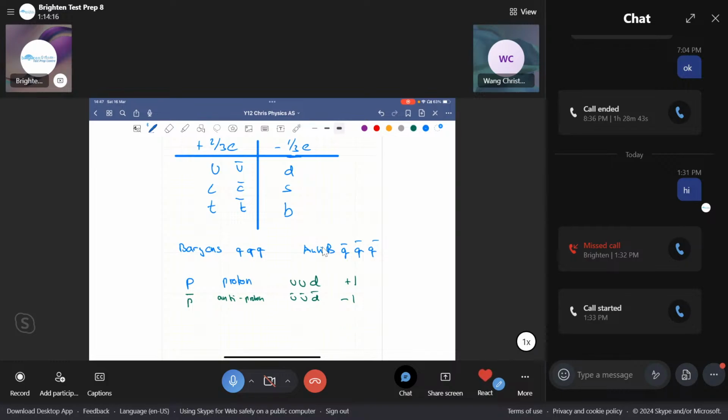What would be the neutron? What is it made of? Up, down, down. Yeah, good. Up, down, down, and henceforth, what is the charge? 0. 0, exactly. So, perfect. Nice model. So that's the baryons.